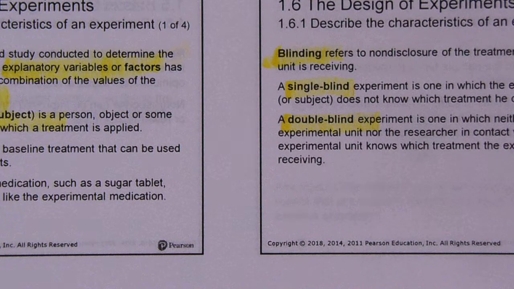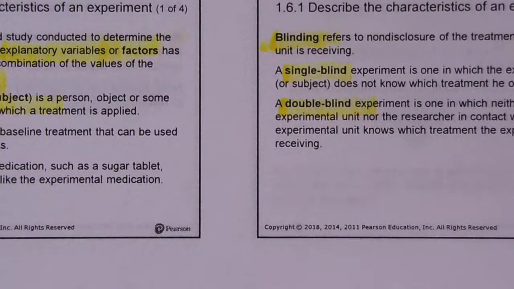Because sometimes, as an experimenter, if I know that you're not getting the Tylenol and you have a headache, I might do something, my body language might let you know this is not really Tylenol, but here, take it. So that's why they have to do a double-blind experiment sometimes.